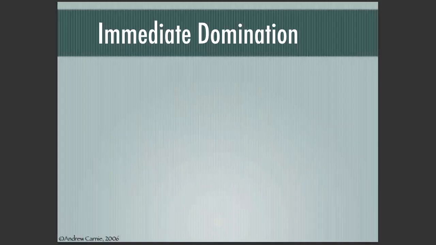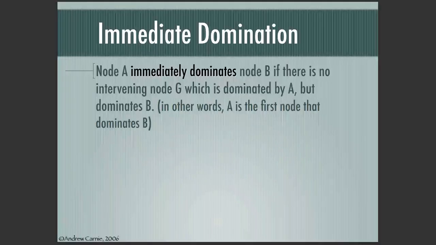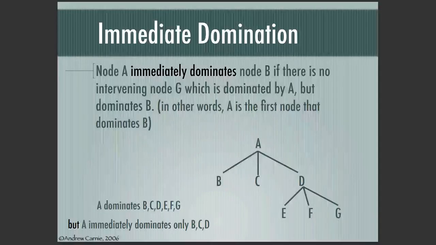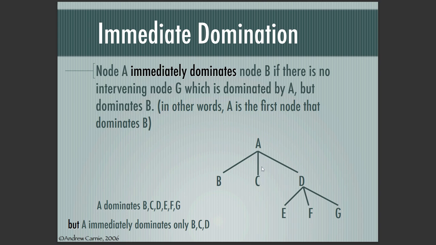We have a specific subtype in domination which is called immediate domination. And what do we mean by this? Node A immediately dominates node B if there is no intervening node like G, which is dominated by A but dominates B. In other words, A is the first node that dominates B. In an easy way, we can see it in the tree. A immediately dominates B, A immediately dominates C, and A immediately dominates D.